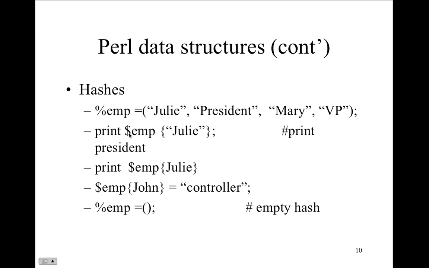So if you go print, and now we're using this dollar sign again because we're treating it like a variable, Julie, it's going to print president, because we said print this name and it gives us the value that's associated with the name. And if we said print employee Julie, or we could say print John. John is the controller. He's not in here, but, you know. Or we can also use the same thing, equals 0, to empty it out completely, which is the same thing we do with the arrays.